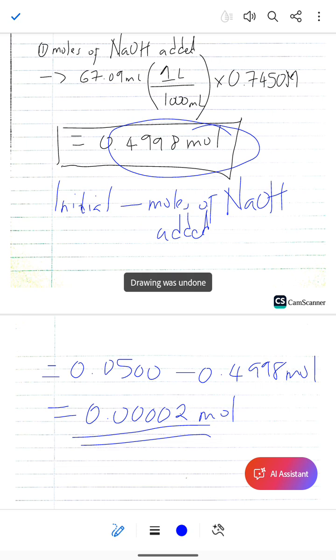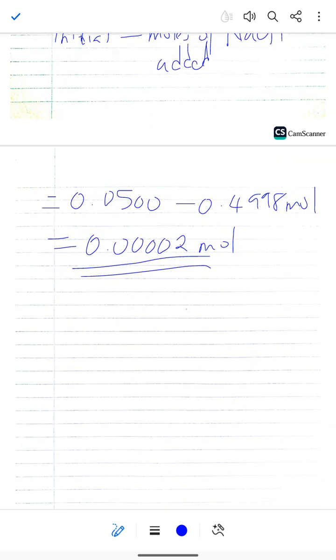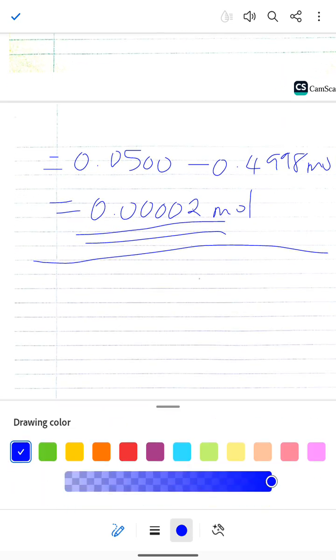So now after calculating the moles of HCl that are remaining after reacting with sodium hydroxide, we can calculate the total volume of the solution. So how can we find the total volume of the solution? Please, I hope everyone is following. The total volume of the solution, you can simply find by adding the volume of HCl and the volume of sodium hydroxide.